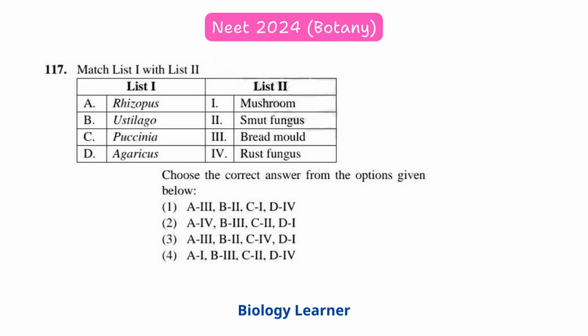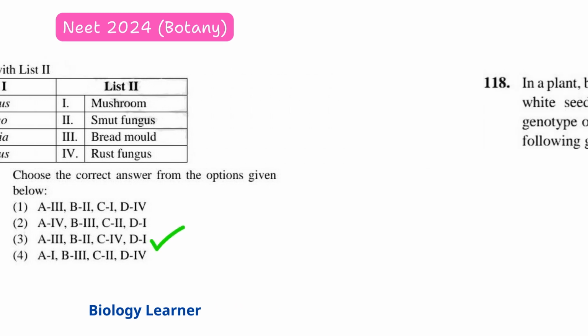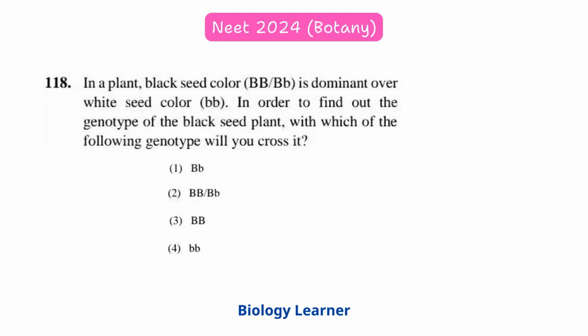Match list 1 with list 2. The correct answer is option 3. A-3, B-2, C-4, D-1. In a plant, black seed color, capital B small b, or capital B small b, is dominant over white seed color, small b small b. In order to find out the genotype of the black seed plant, with which of the following genotype will you cross it?